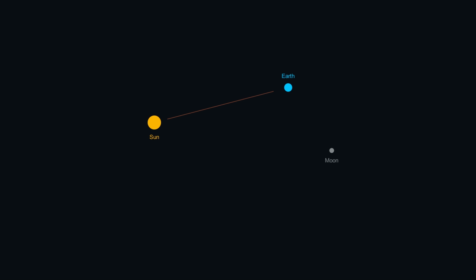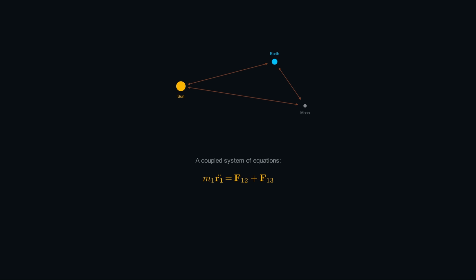Add a third body, say the sun, the earth, and the moon, and the problem changes completely. Now every body is being pulled by the other two at the same time. The result isn't one differential equation. It's a coupled system of equations. The position of each body affects the forces on the other two, which affect their positions, which affect the forces, in a continuous cycle.